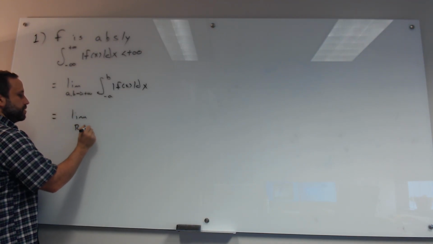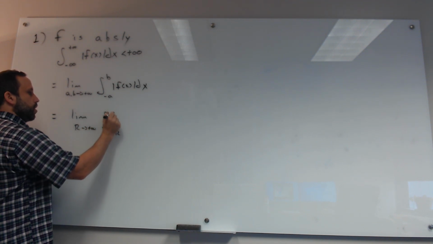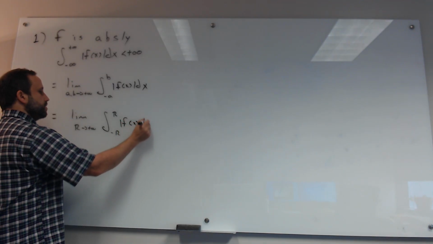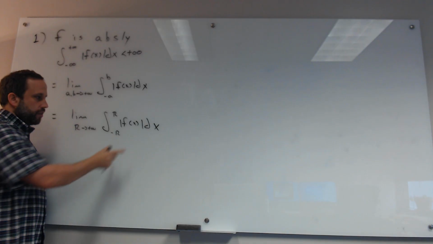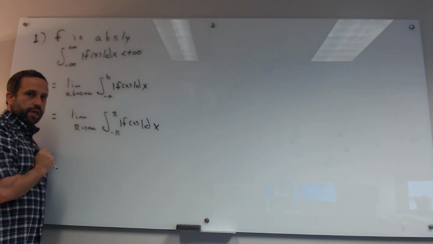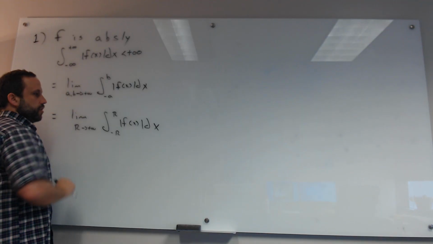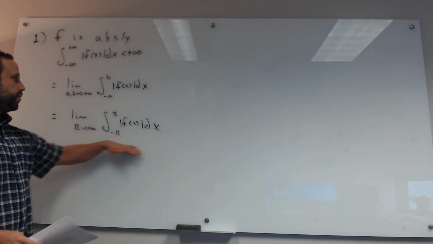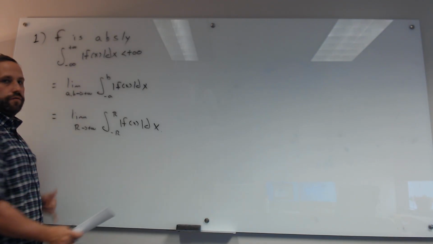Another way to say this would be the limit of the integral from minus r to r of the absolute value of f of x dx. Now, ordinarily, these two limits might not necessarily be equal to each other if we didn't have absolute values here. Since we have absolute values, they're equal to each other. And so we only want to look at functions for which this equality is true, that is, for which this integral converges.